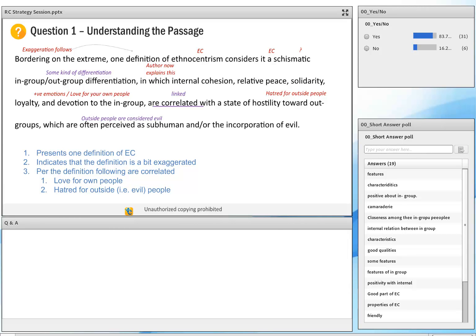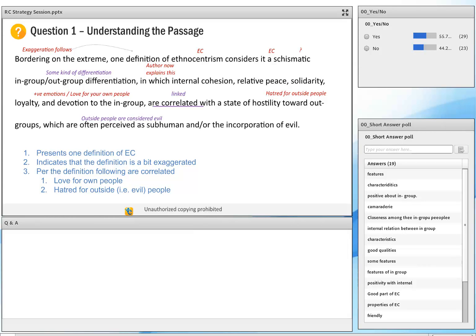Okay, about 80% of the class, right? How many of you were able to get that this definition is a bit exaggerated when you read the passage on your own? About half of the class. Okay. How many of you were able to summarize the definition, the extreme definition? Was 60% of the class. Okay. Almost half of the class only.